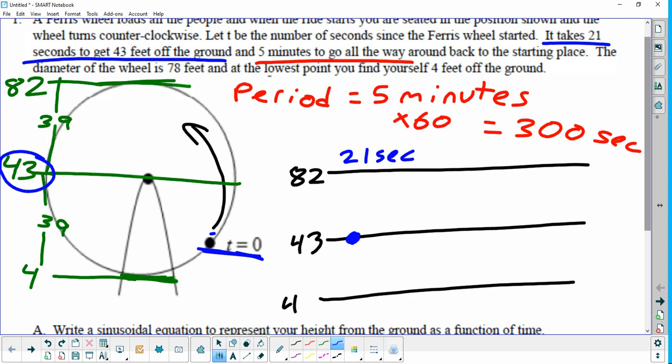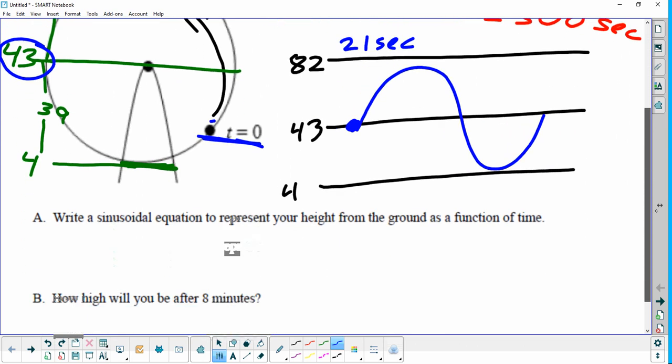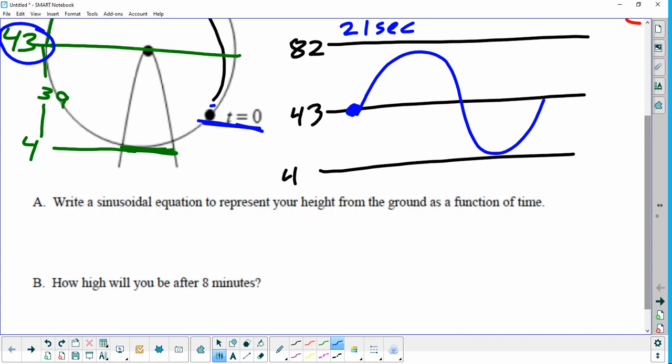Now, which direction is this Ferris wheel going after that? After we hit that 43, what's our next move? Are we going up or are we going down in the Ferris wheel? So we're starting at the middle, going up. What trig function starts at the middle, going up? Sine. So that's a sine graph. That is one period of sine we just drew out. So when we write the sinusoidal equation, remember that could mean sine or cosine, but based off the info, we're using a sine equation.